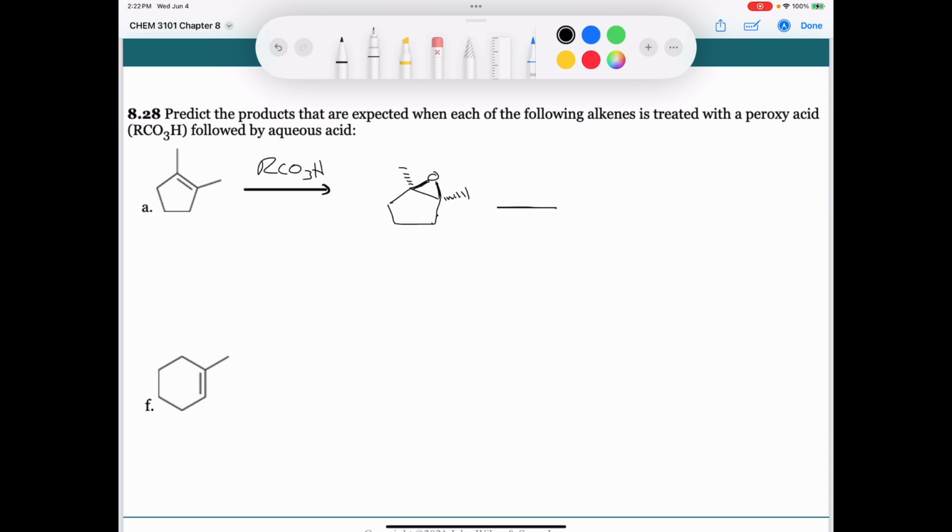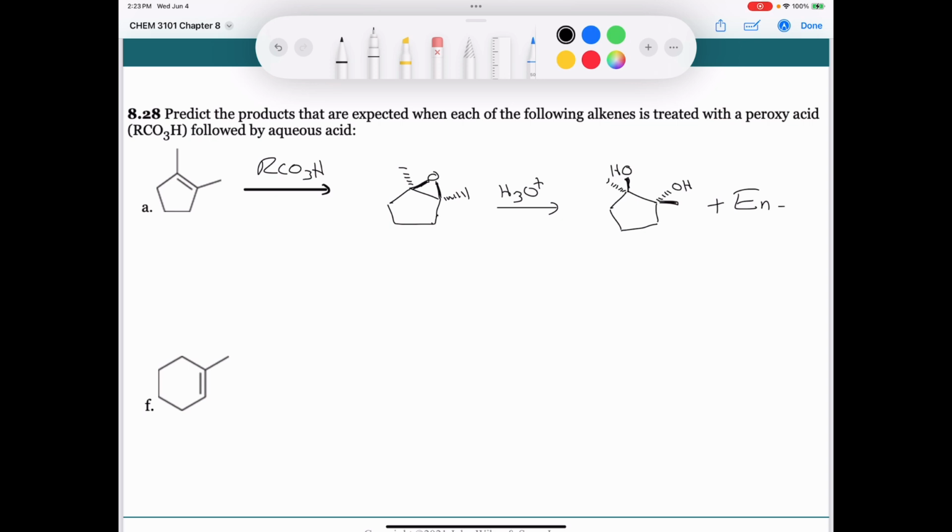Then after the second step, with our hydronium, we're going to crack that ring open and we're going to end up with a trans diol, so anti-addition. Oops, drawing a 5-membered ring there. So one hydroxyl is going to be pointing up and the other one's going to be pointing down, which means that this methyl group must be up and this methyl group must be down, and we're going to get the enantiomer as well in this case.